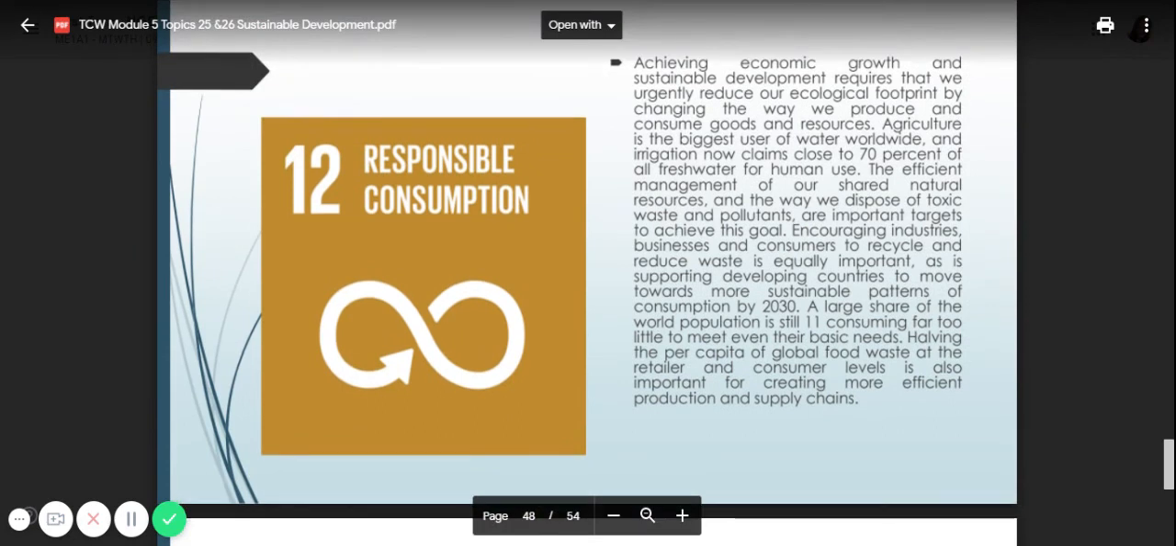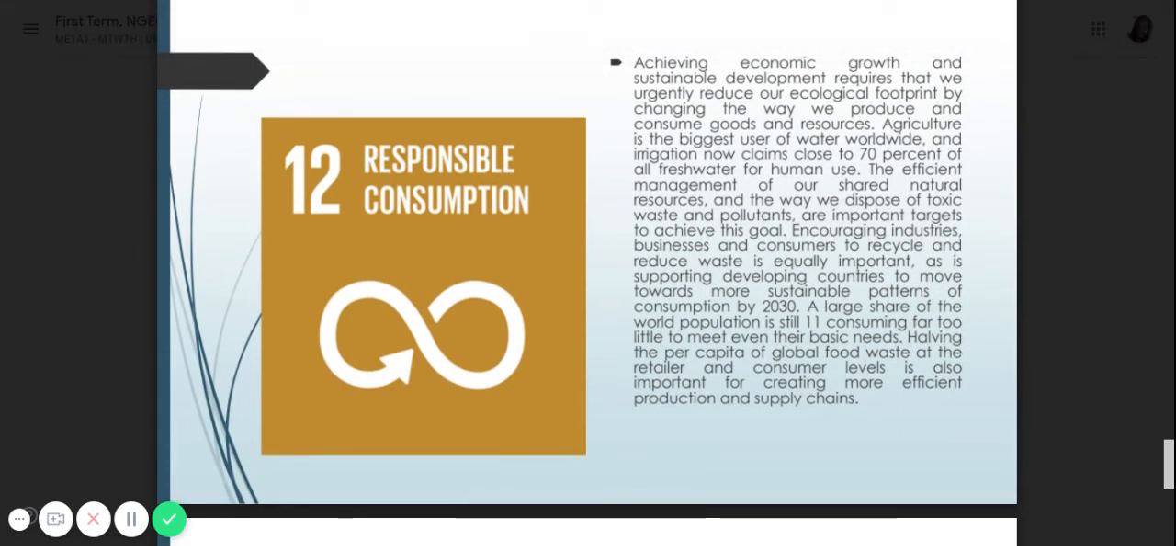Number 12, responsible consumption. Achieving economic growth and sustainable development requires that we urgently reduce our ecological footprint by changing the way we produce and consume food and resources.